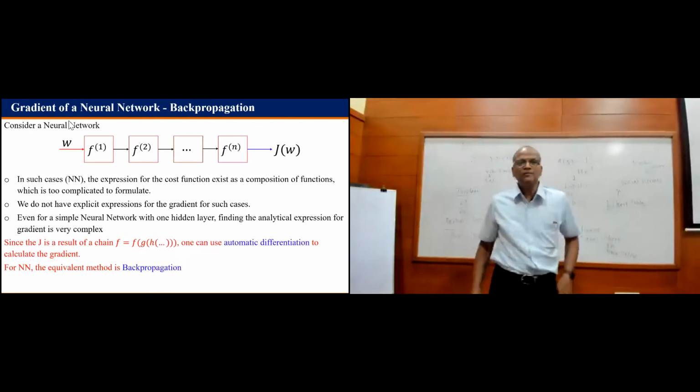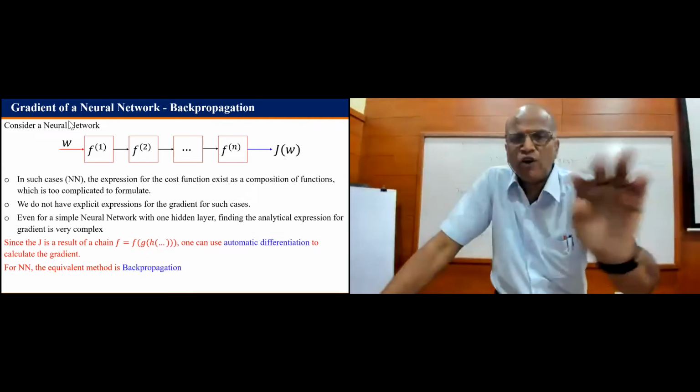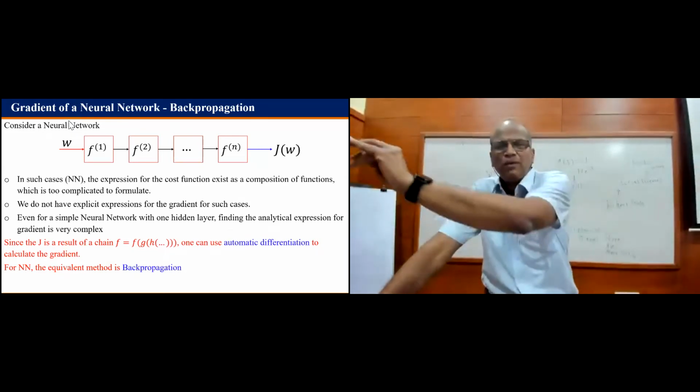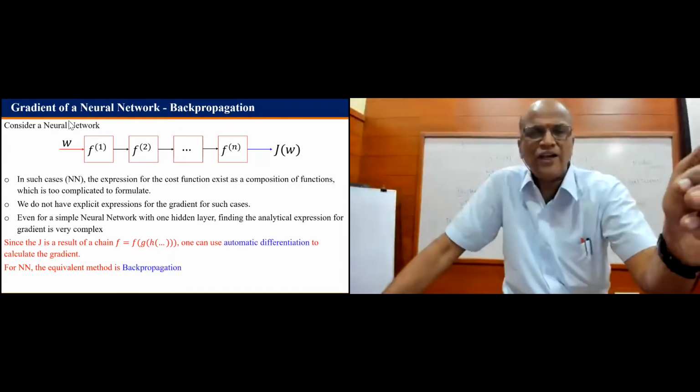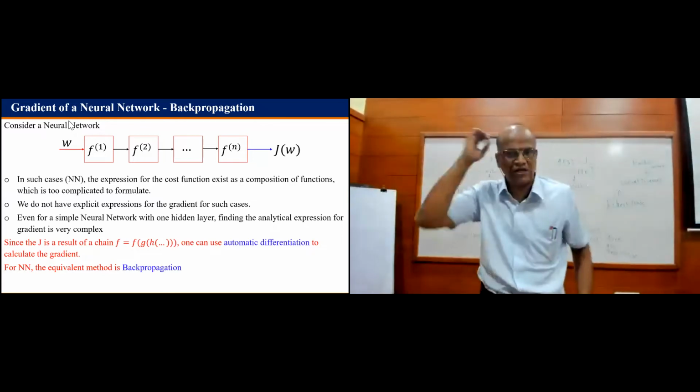Now, consider a neural network like this. There are various blocks. So these F1, F2, F3 are intermediate layers, and this is where you set up the A1, A2, A3, and all that. Given the set of weights, you're calculating F1, F2, F3, Fn. Finally, you calculate the cost, J(W).